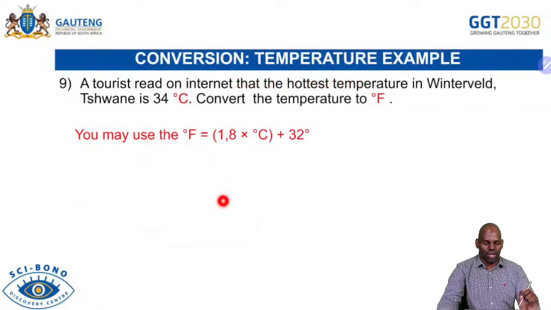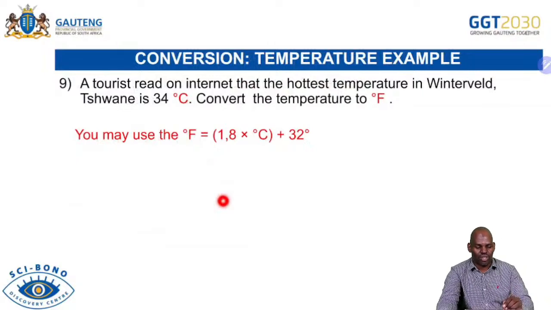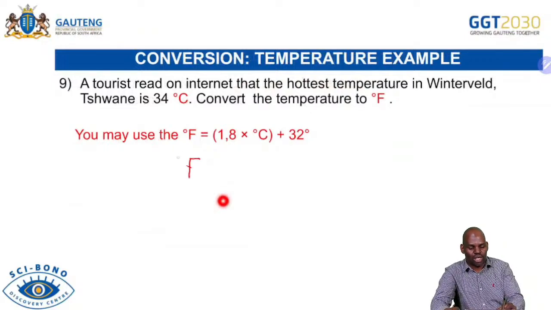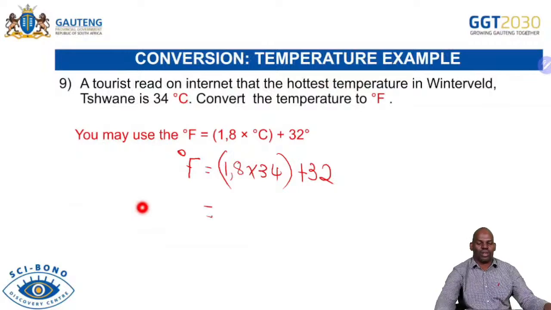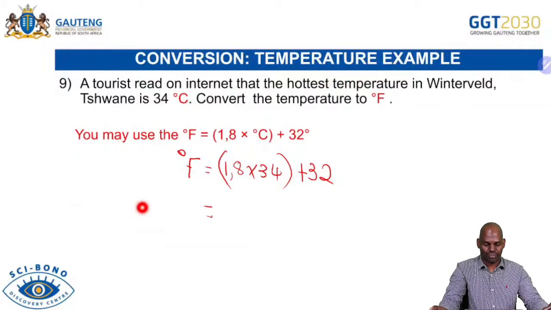Then the question is: a tourist read on the internet that the hottest temperature in Winterfell is 34 degrees Celsius. Convert the temperature to degrees Fahrenheit. The formula is given, so the only thing we need to do in this case is substitution. So for our substitution, it's 1.8 multiplied by 34, still in brackets, and then plus 32.